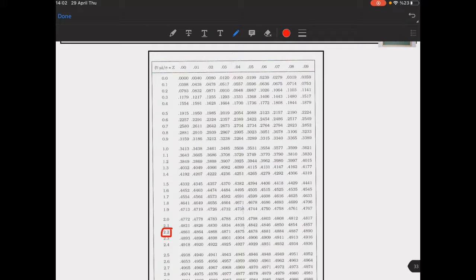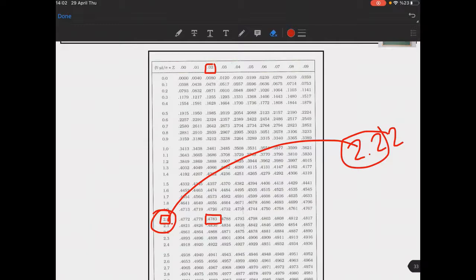2.2 is this one, which is 48, 40, oops, not 2.22, right? I need to look for 2.22. Okay, I'm sorry. 2.22 is like this one. Okay, I made another mistake here, right here. You see, it is 2, not 2.2. So I need to go for 2.2.